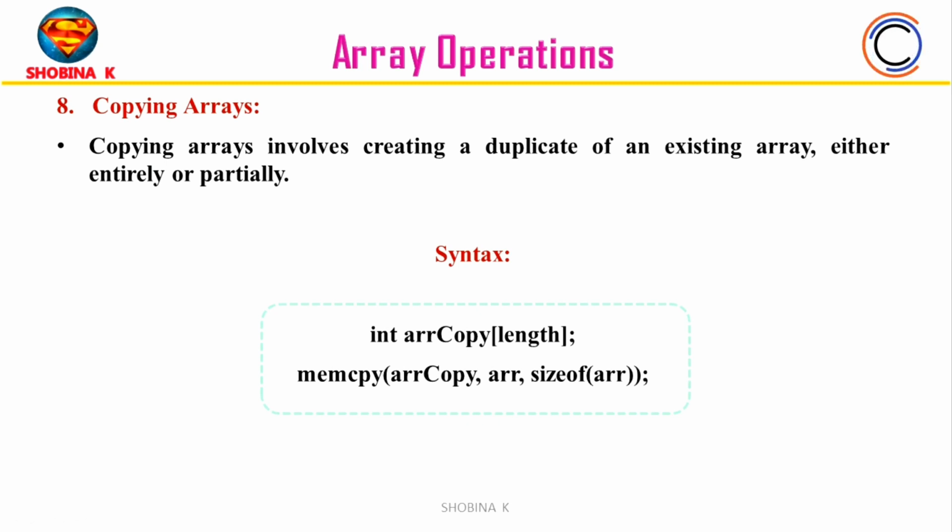int arr_copy[length]. This line declares a new array named arr_copy with the same length as the original array. The next line, memcpy(arr_copy, arr, sizeof(arr)), uses the memcpy function to copy the content of the original array arr to the new array arr_copy. The sizeof(arr) ensures that the entire content of the array is copied. After this operation, arr_copy will contain the same elements as the original array arr.